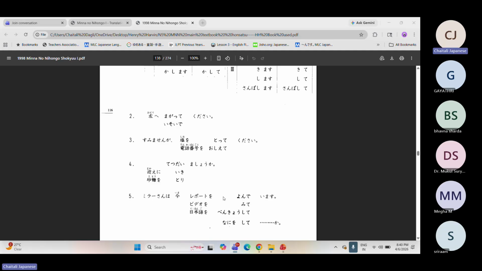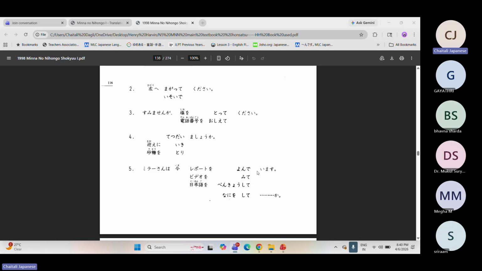Okay, and the last pattern, verb in te form plus imasu, will be action happening right now. It means that right now at 8:40, that action is ongoing still. We are still in the class, so this action is ongoing. Write it. Verb in te form plus imasu, action happening right now.